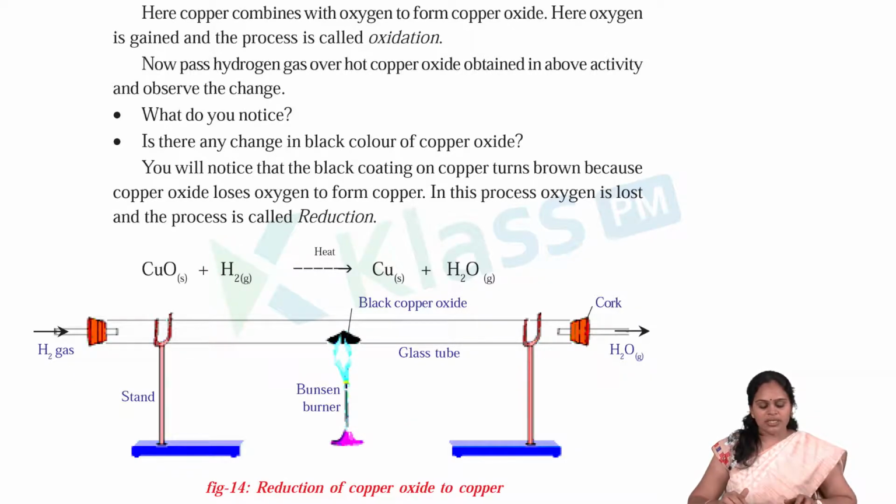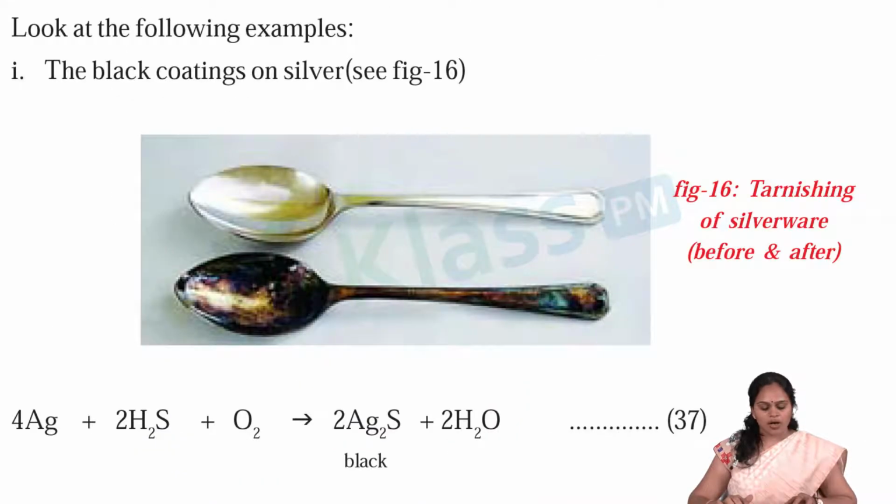Oxidation and reduction. Oxidation is a reaction that involves the addition of oxygen or removal of hydrogen. Reduction is a reaction that involves the addition of hydrogen or removal of oxygen. Observe this: Cu plus O2, when we heat it, gives 2CuO. That is, when copper reacts with oxygen in the atmosphere, it forms copper oxide. Here oxygen is added to the copper, so this reaction is called oxidation.